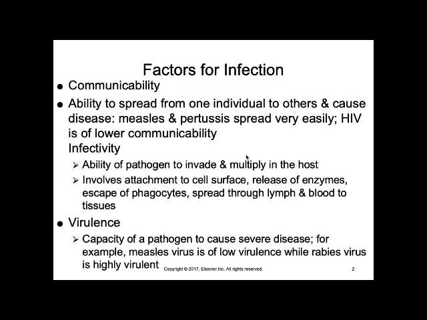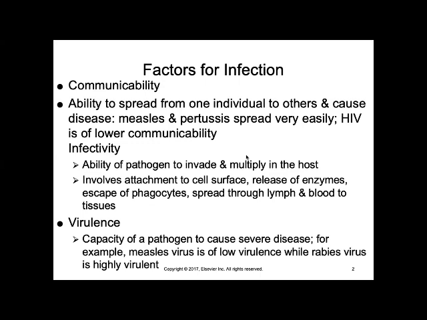All right. So when we look at factors for infection, infectious disease, communicability is an important aspect to consider, right? How quickly does it spread? How does it spread? Is it airborne? Is it fecal oral? How does it go from one individual to another? The ability to spread from an individual to others and cause disease is communicability. Measles and pertussis spread easily. HIV, less so.